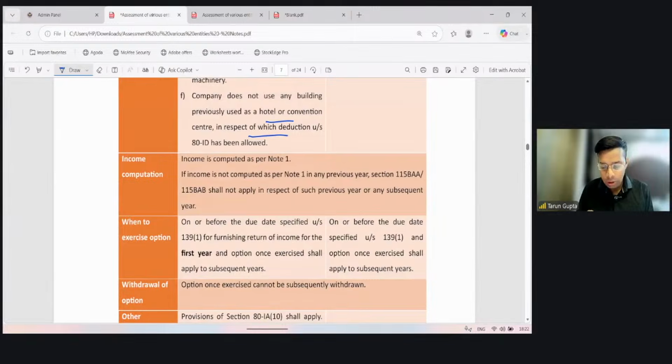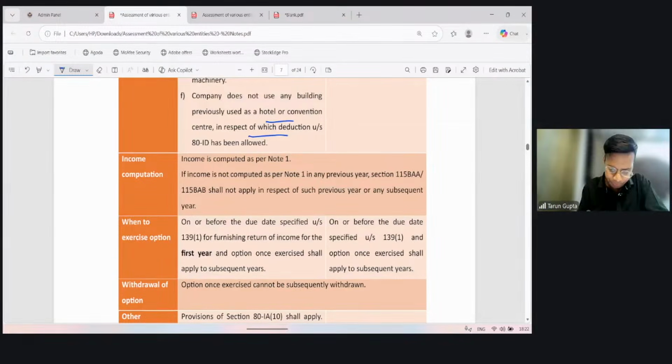See, the difference between 115BAB and 115BAA is that under 115BAB, the concessional rate is given only in respect of income from manufacturing or electricity generation. But for 115BAA, the concessional 22% is given for all income, of course except the special income for which special rates are provided. The computation of income is similar. Whatever exemption or deduction is not available in section 115BAB, similar exemptions and deductions are not available for 115BAA.